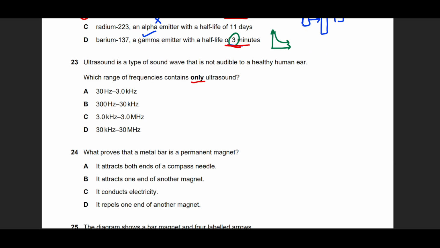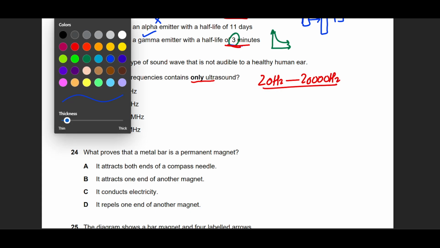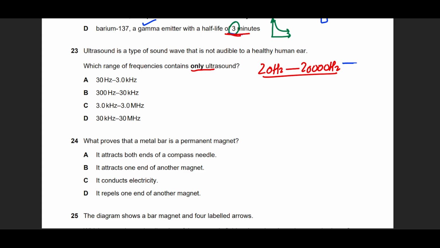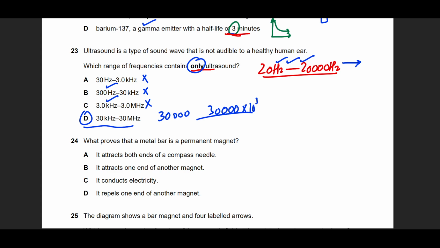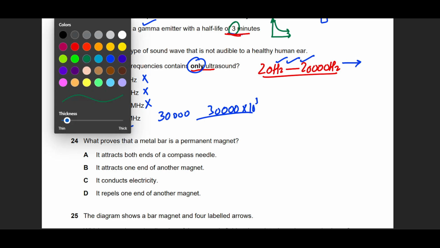Ultrasound is a type of... now he says only ultrasound. Now 20 hertz up to 20,000 hertz is what we can hear, the audible frequency range. This should be memorized by you. Anything above this is ultrasound. So 30 hertz falls in the audible category. We can't use this. He says only ultrasound. 300 falls in this category. We can't use this. 3000 hertz also falls in this category. We can't use this. So by elimination, we eventually land on option D, and we can see that this starts from 30,000 hertz and goes up to 30,000 times 10 raised to the power 3, which is a very high range. So option D was the answer.